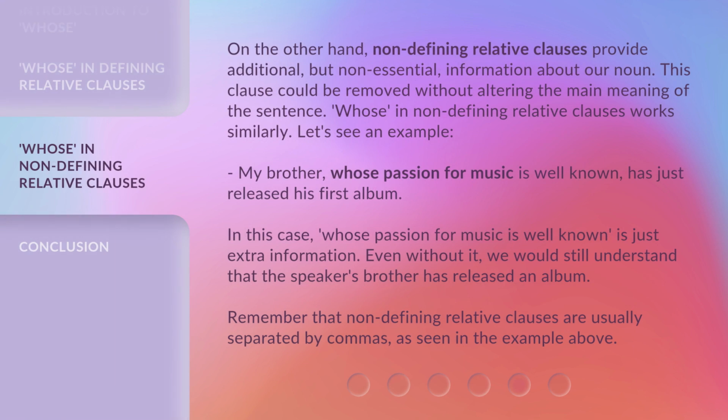On the other hand, non-defining relative clauses provide additional, but non-essential, information about our noun. This clause could be removed without altering the main meaning of the sentence. Whose in non-defining relative clauses works similarly. Let's see an example. My brother, whose passion for music is well known, has just released his first album. In this case, whose passion for music is well known is just extra information. Even without it, we would still understand that the speaker's brother has released an album. Remember that non-defining relative clauses are usually separated by commas, as seen in the example above.